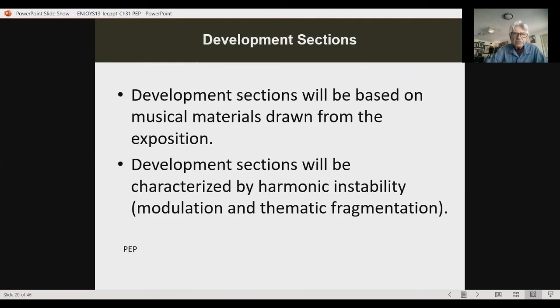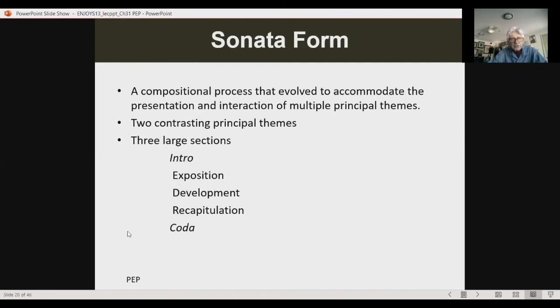And regarding the development sections, they will be based on musical material drawn from the exposition. Development sections will be characterized by harmonic instability, modulations, a lot of changing, right, and thematic fragmentation. So here is this sonata form, a compositional process that evolved to accommodate the presentation and interaction of multiple principal themes, two contrasting principal themes.